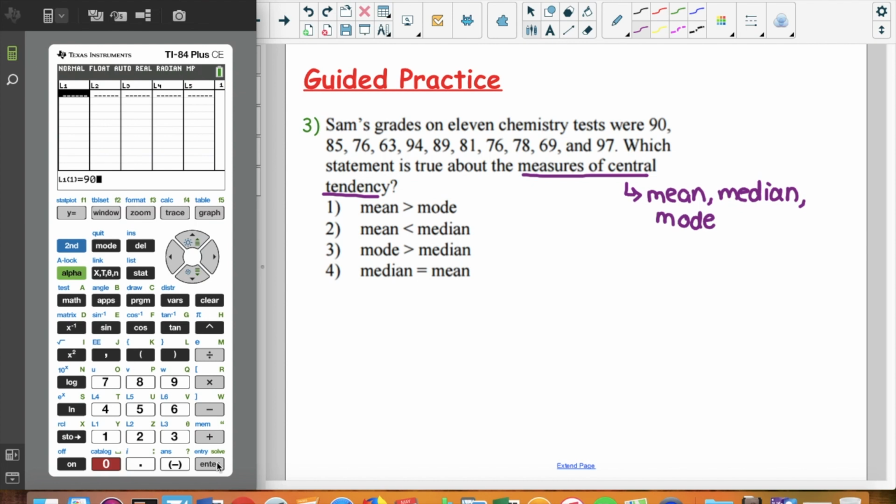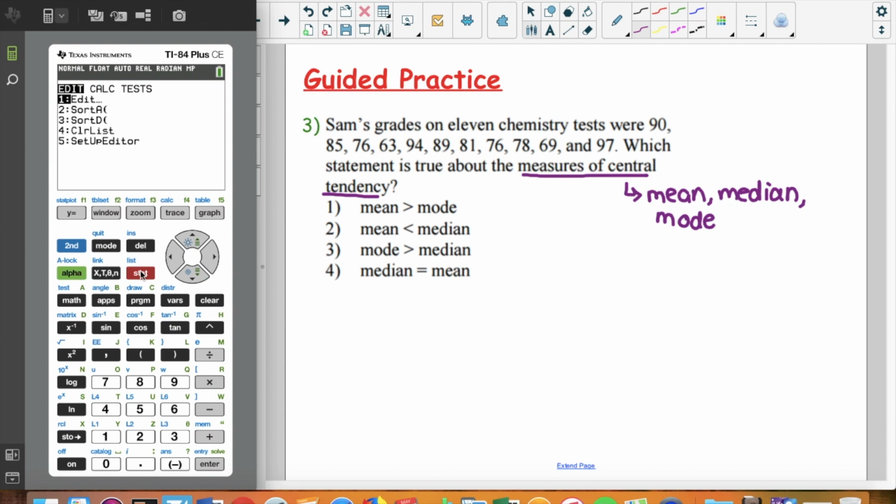So our first value was 90. Press Enter. Then 85. Then 76. 63. 94. 89. 81. 76, 78, 69, and 97. Now, I just want to make sure I got them all. This says on my last value that there should be 11 points. If we were to count here, we have 1, 2, 3, 4, 5, 6, 7, 8, 9, 10, 11. So it looks like I'm good.